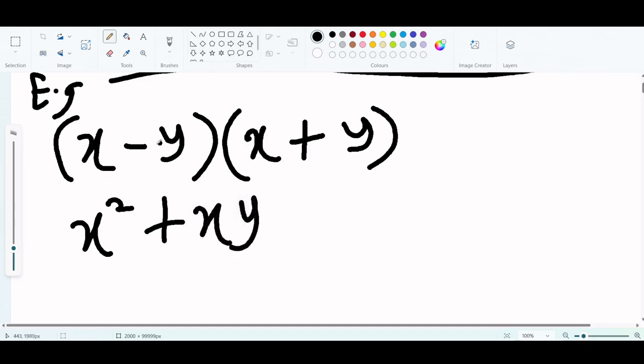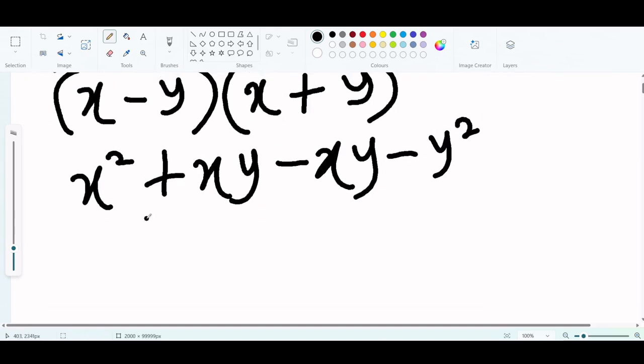Also, minus y times x, that's going to be minus, because this time around, this is minus y, but this one is plus x. And minus times plus is going to be minus. Then y times x is going to be yx, or another way we can write it is xy. We can decide to rearrange them properly, that is in alphabetical order. Then y times y, that's going to be plus y times minus y, because the sign must also be taken into consideration. So that's going to be minus y squared.